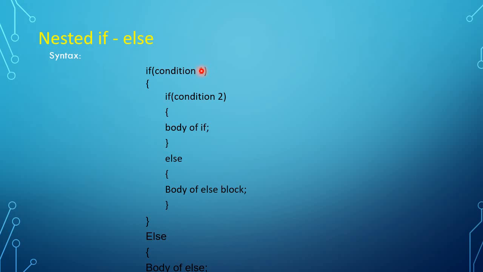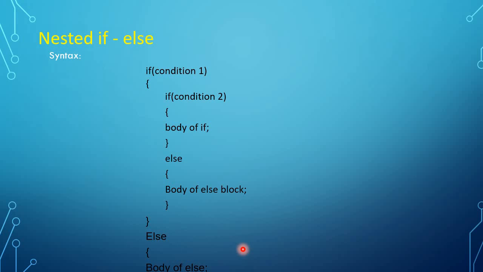If condition 1 is true and condition 2 is false, then the inner else part will be executed and this else will be skipped. And again, if condition 1 fails, then the whole if block will be skipped from this point to this point, and then the else will execute.